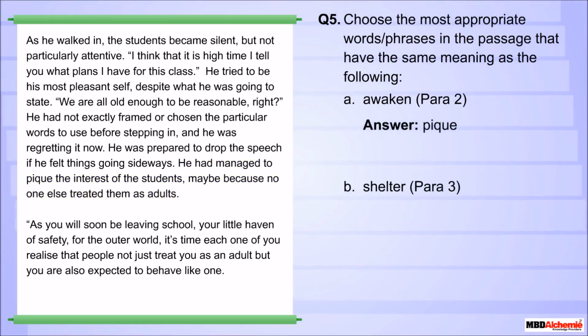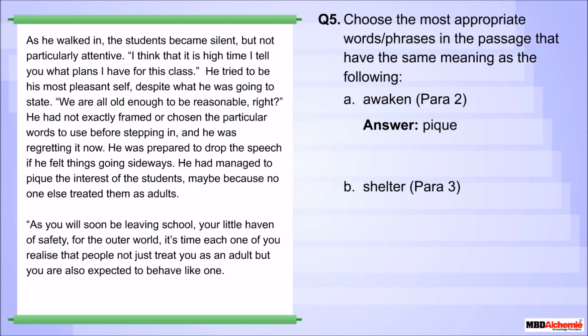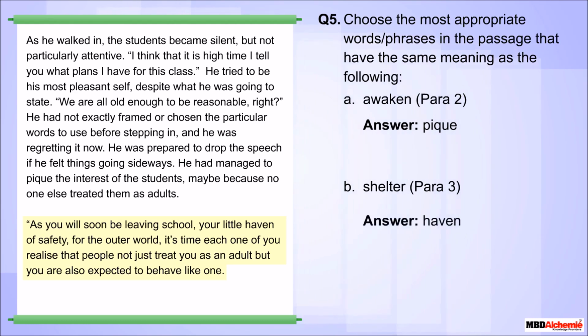The next word is shelter. In the third paragraph, the teacher says, as you will soon be leaving school, your little haven of safety for the outer world, it's time each one of you realize that people not just treat you as an adult, but you are also expected to behave like one. The only word in these lines that has the same meaning as shelter is haven.